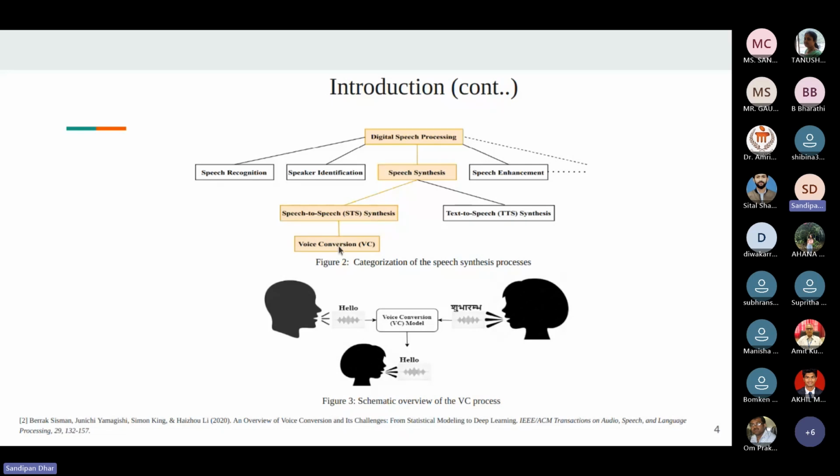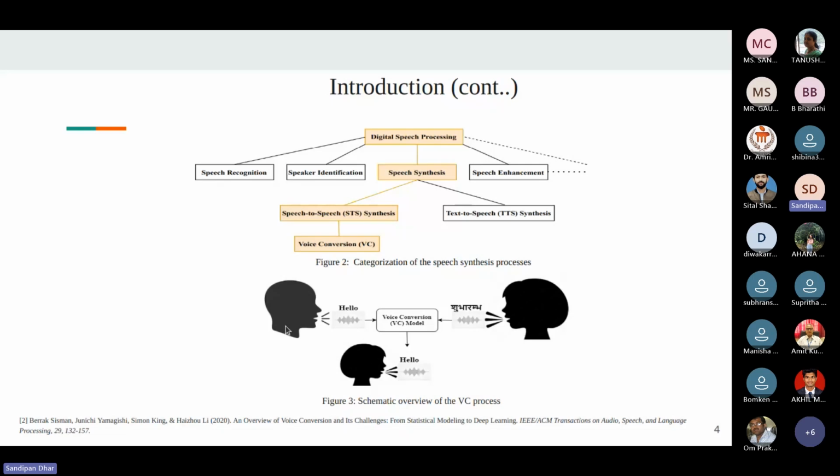Voice conversion is a specific type of speech-to-speech synthesis process. As you can see in Figure 3, the schematic overview of the voice conversion process, we have a source speaker and a target speaker. Both can be of different or the same gender, and similarly they can belong to the same linguistic identity or a different one. Here in this diagram, the source speaker is a male speaker uttering the content "hello" in English, and the target speaker is a female speaker uttering "Shubh Ram" in Hindi.